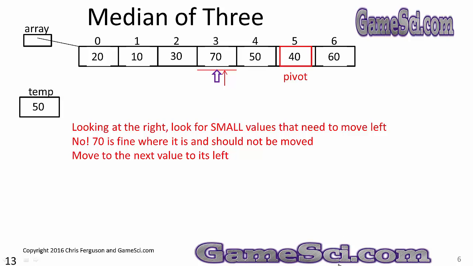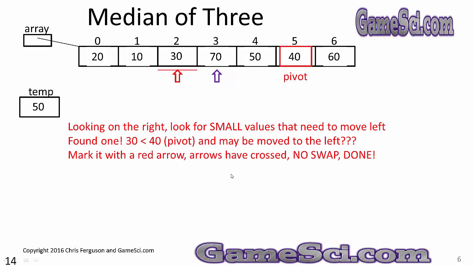Let's move to the next value to its left. Looking on the right, looking for small values that need to be moved left, we found one. 30 is less than 40, the pivot. It may be moved to left. Notice my question marks. Mark it with a red arrow. Arrows have crossed. The red arrow and the purple arrow have crossed. That's your indication that no swap is needed.